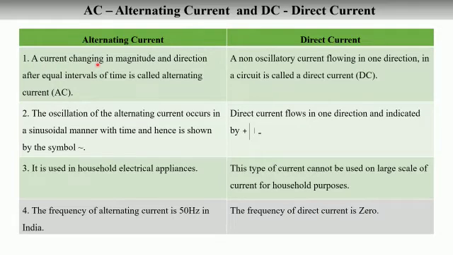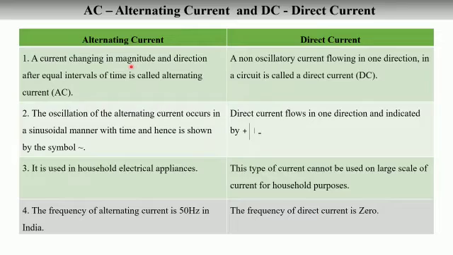A current changing in magnitude and direction after equal intervals of time is called alternating current or AC. A non-oscillatory current flowing in one direction in a circuit is called direct current or DC. So the main difference between the two is that one is an oscillating current and the other is a non-oscillatory current.